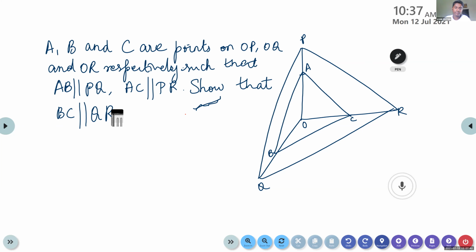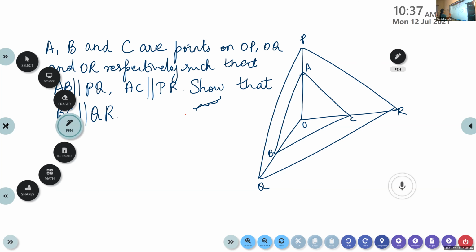Okay? Yes, ma'am. Okay, children, you have drawn the figure. Draw the figure somewhat big. Don't draw a very small figure. It will be difficult for you to understand.